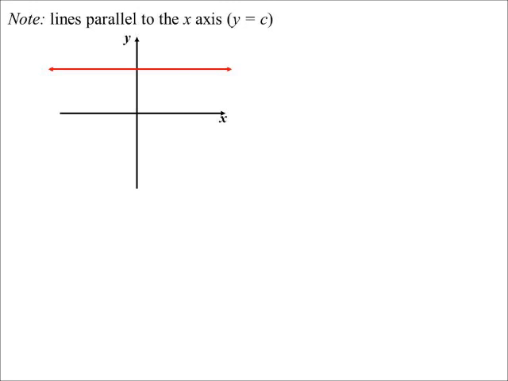All right, horizontal line, I know it goes through the point (3, 2). Therefore, it must have the equation y = 2, because every point on that line has the same y coordinate.